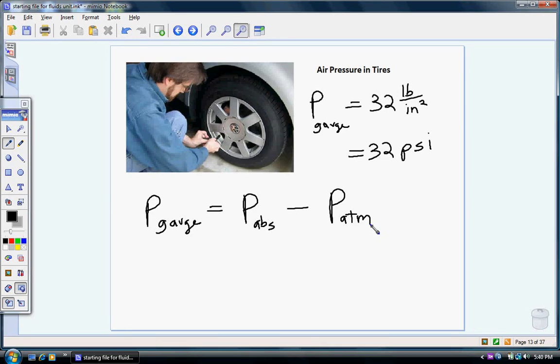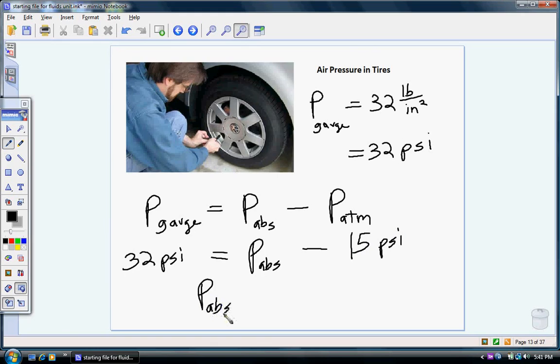So the gauge told us that the pressure inside that tire was 32 psi. The absolute pressure is what we're looking for. And atmospheric pressure, I mentioned earlier on, is equal to 15 psi. So if you rearrange that, the actual pressure that the air puts on the inside surfaces of the tire and the rim is, what's that going to be? 47 psi.